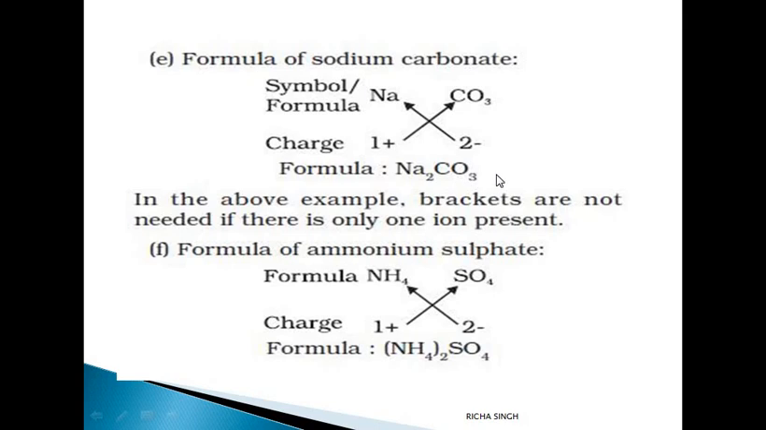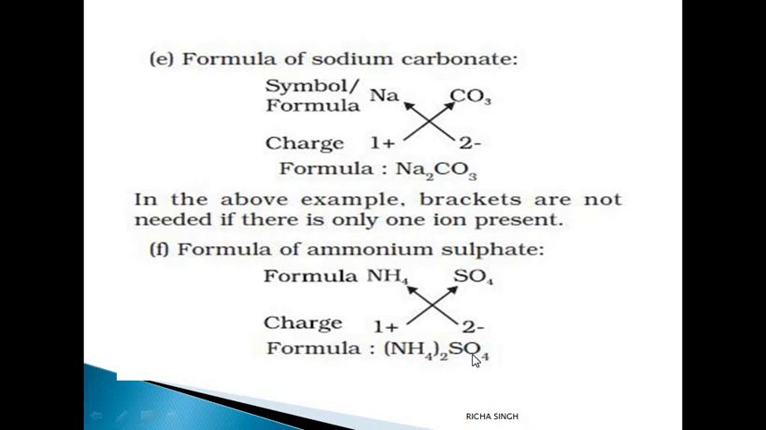Same way, if you have to write the formula of ammonium sulfate. Ammonium ion is NH4, it has a charge of +1. Sulfate, SO4, it has a charge of -2. The valencies will get interchanged. Then it will have NH4, the 2 of SO4 will come here. Then we will place a bracket and the whole will have this 2 and SO4. This is the formula for ammonium sulfate.